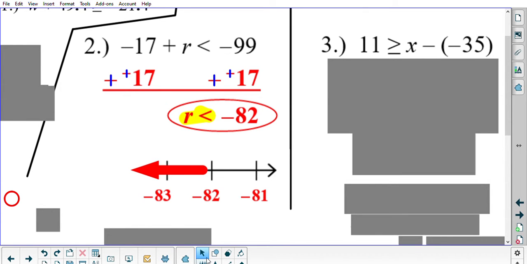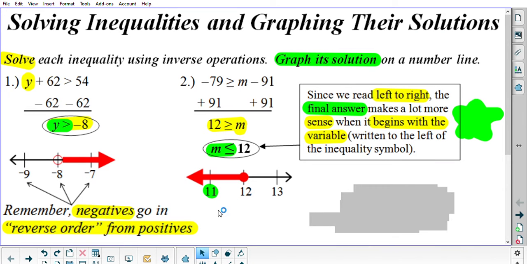Since this answer does not have the equal to bar underneath, we cannot fill in the circle. We have to show that it cannot equal the starting number, and that's why we're going to start with an open circle.